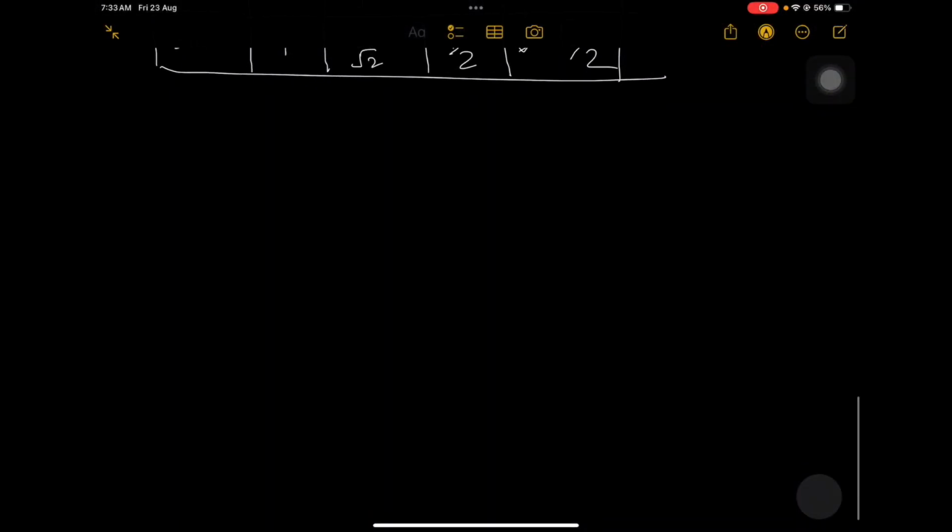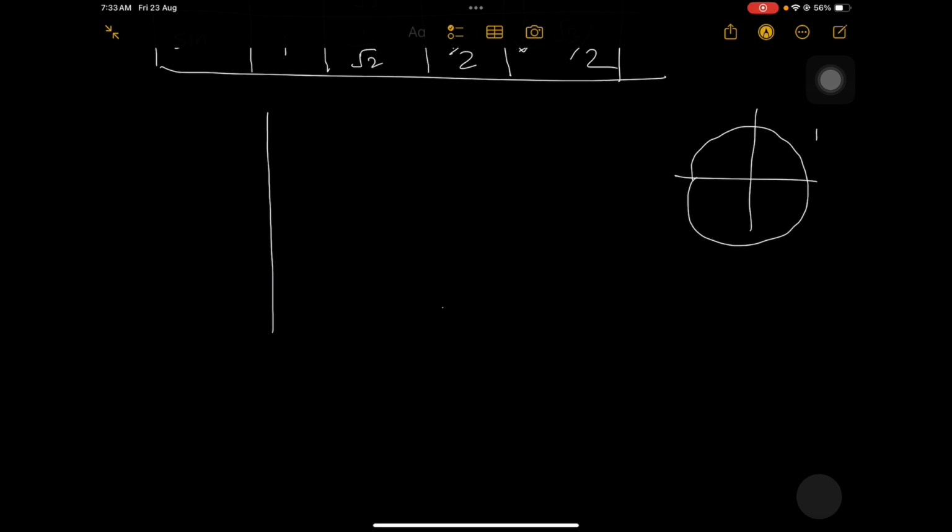So first let's try to draw all the common angles in the first quadrant of the unit circle. First quadrant means, I have already told you, this unit circle has the first quadrant, second, third, fourth. So I'm going to draw all the angles and the values here, right? First quadrant.